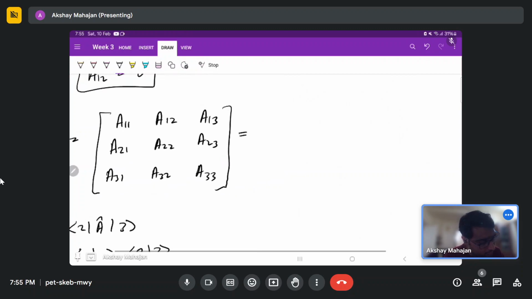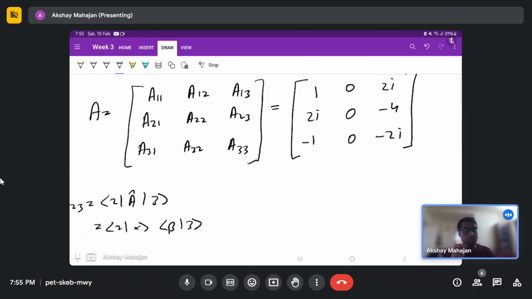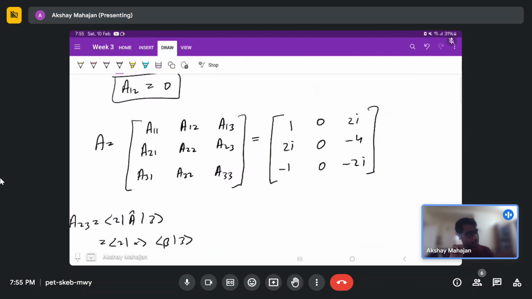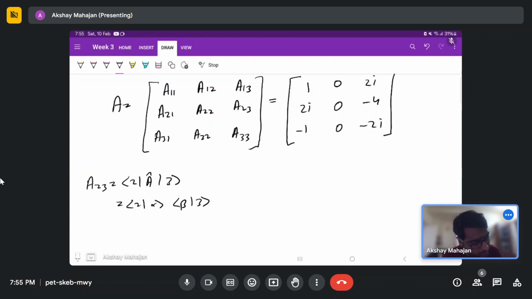Alright, and if you solve it, I will just give you the answer, and you can try this on your own. The matrix that you will get is, we already found these two matrix elements, 1 0, and the rest will be 2 iota, 0, minus 4, minus 1, 0 and minus 2 iota. Alright, so this will be your matrix A. You can do it for the rest of the matrix elements. Try to do this on your own. The method will be the same.